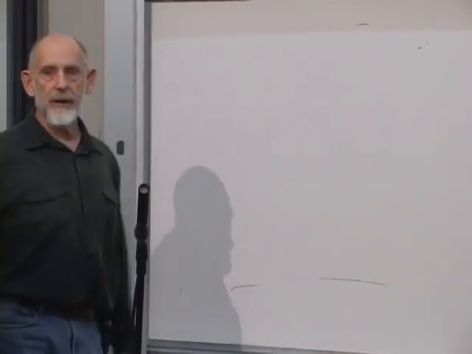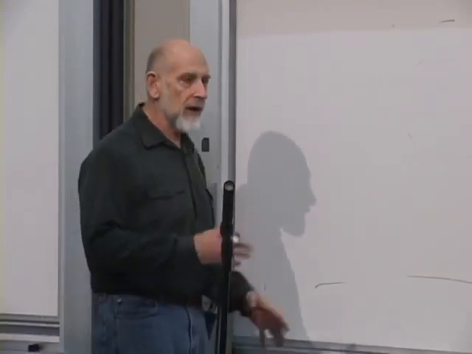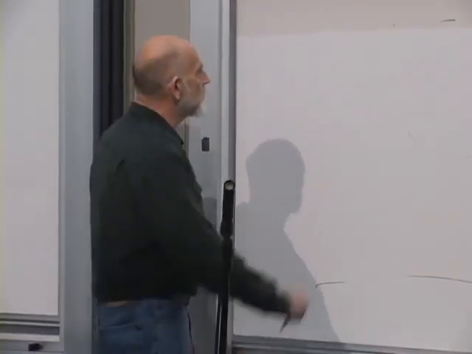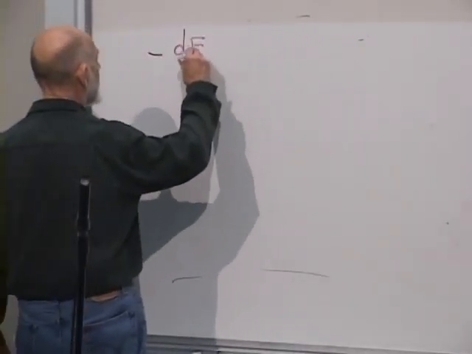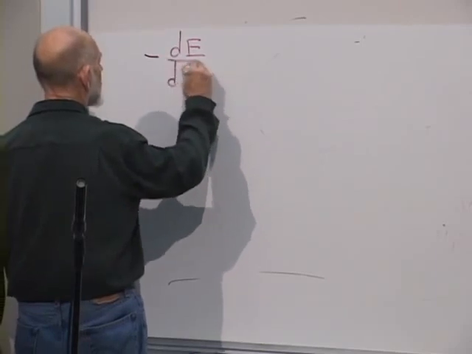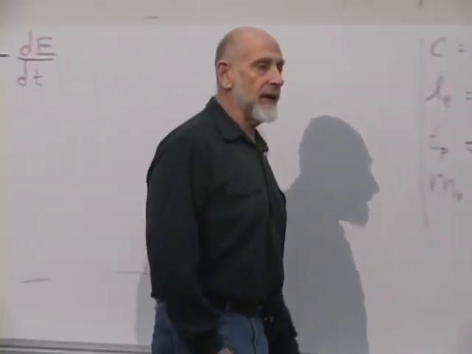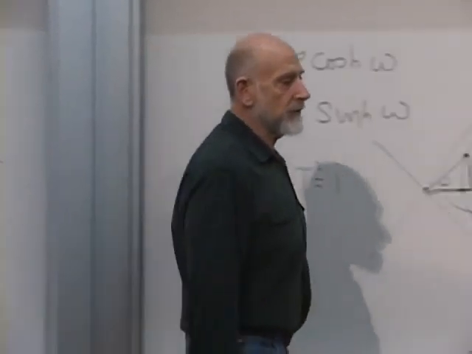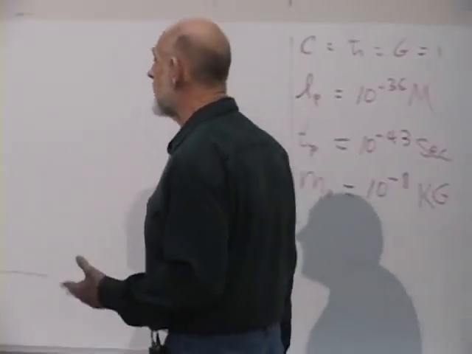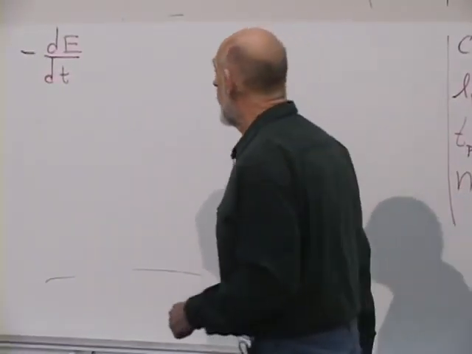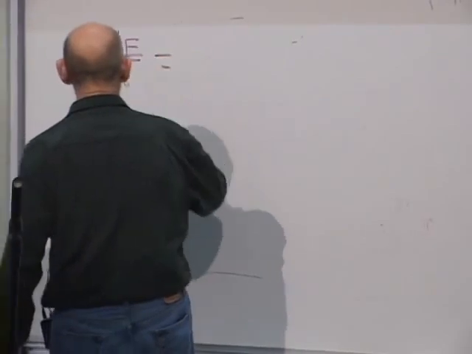All right, let's talk about the formula for the luminosity of a warm body. The luminosity is the rate at which it loses energy. So we can write it as minus the rate of change of the energy of the object, only because the object is losing energy. dE/dt is the rate of change of its energy. It's losing energy, so dE/dt is negative, and minus dE/dt is positive. All right, what is that?